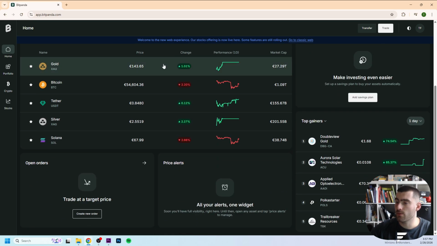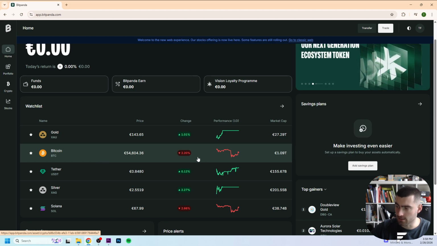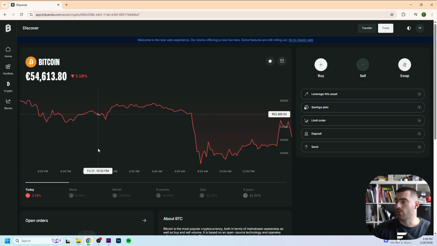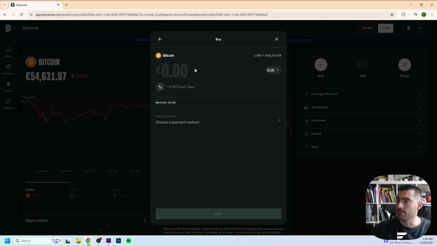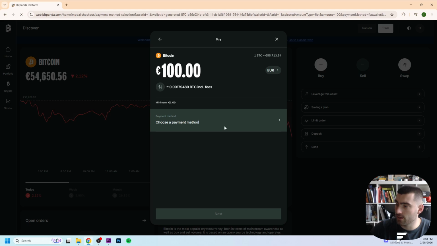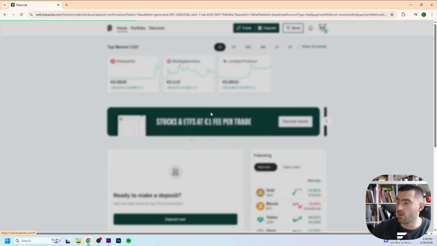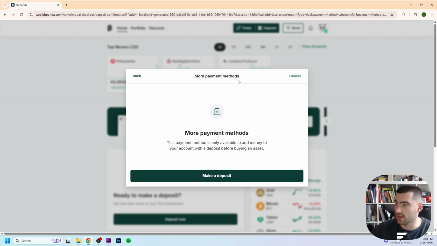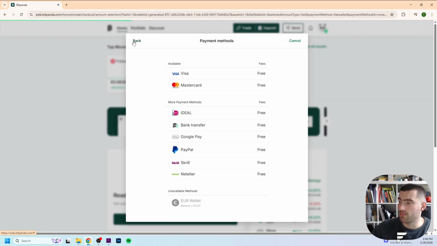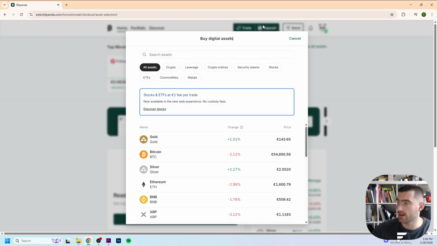Let's say we want to create a position on Bitcoin because it's now standing on red. We click here on Bitcoin, and then on buy, because now we fill in the amount that we want to step in with. As an example, we deposited 100 euros, so we can buy 100 euros of Bitcoin. Now we click on 100, and normally you can click on next because you put money on your account. For now, it's asking us to choose a payment method where we can deposit money on our account, so make a deposit.